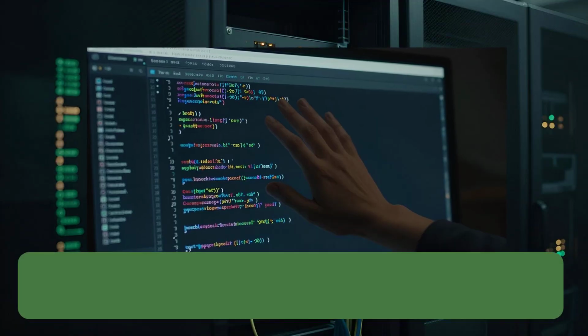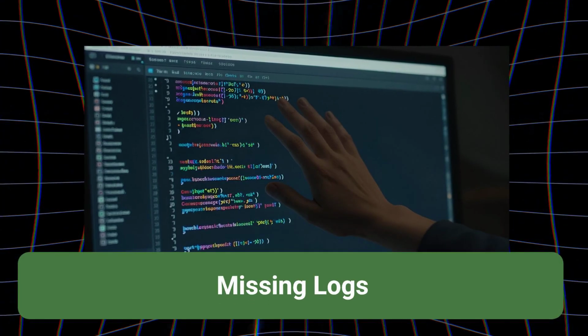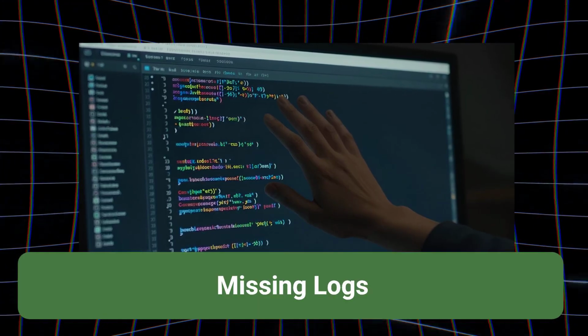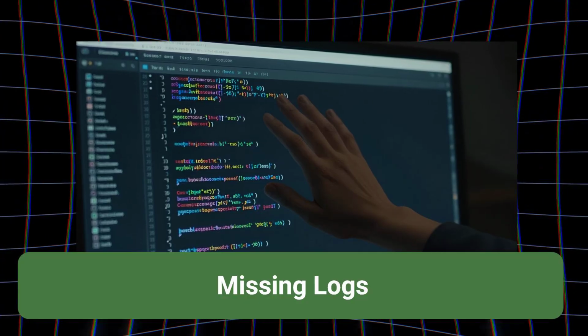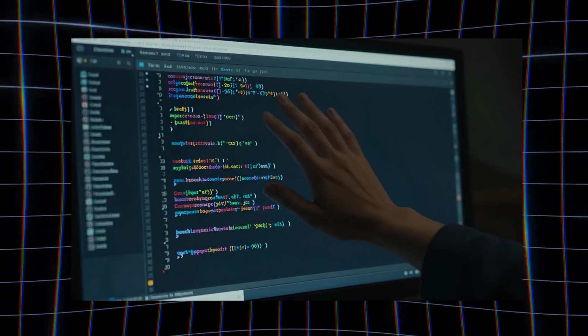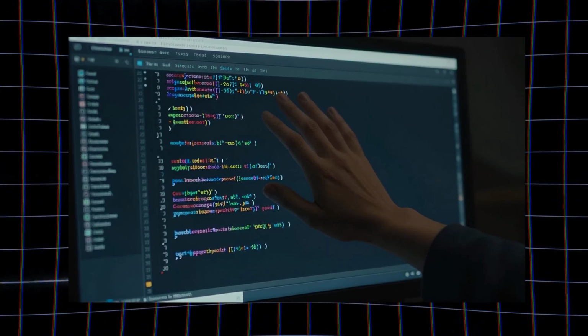Missing logs occur when expected log entries are absent or logging suddenly stops, suggesting an attacker may be deleting or disabling logs to avoid detection. In exam scenarios where activity is suspected but no logs exist, the correct indicator is an attempt to cover tracks.